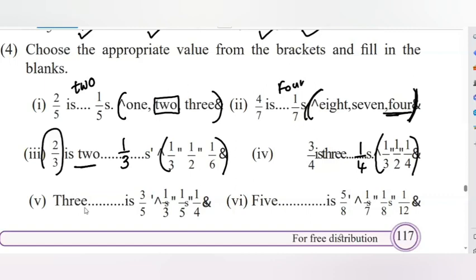Okay. 3 what? 3 out of 5, sorry. 3 out of 5 is 3 of what? 1 out of 5. 3 out of 5 is 3 1 out of 5. And 5 out of 8 is 5 1 out of 8.